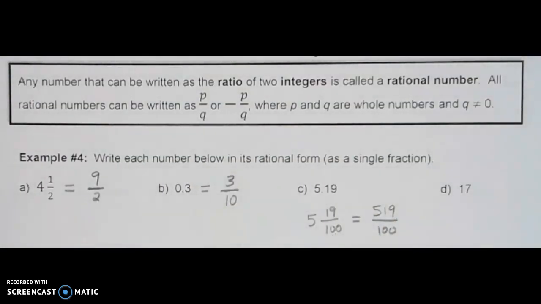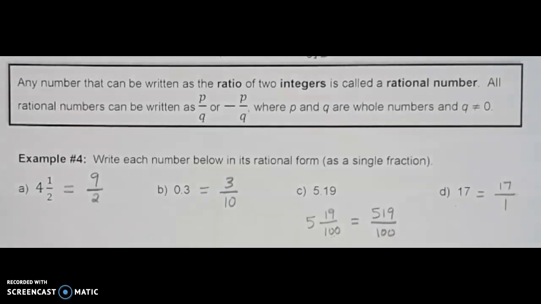Letter D, well, that's just the whole value, 17. Okay, remember that you can make any whole number a fraction if you put it simply over 1. Remember that a fraction represents a division problem. 17 divided by 1 is 17. So if it's a whole number, just put it over 1 and you have a fraction.